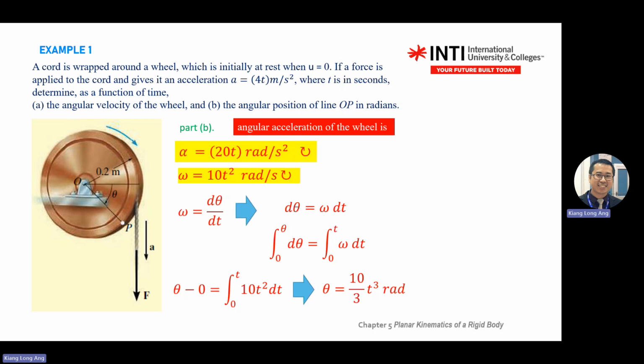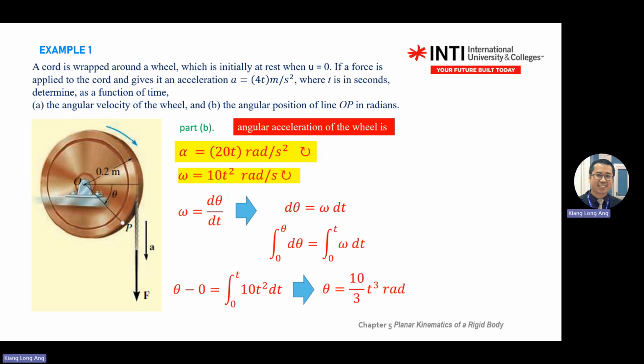And one is linear motion, right? Linear motion, translation also, right? Translation has two, rectilinear motion and curvilinear motion. Another one is rotation, okay?